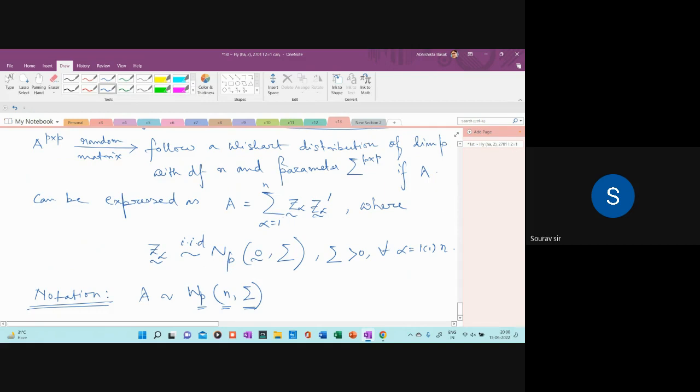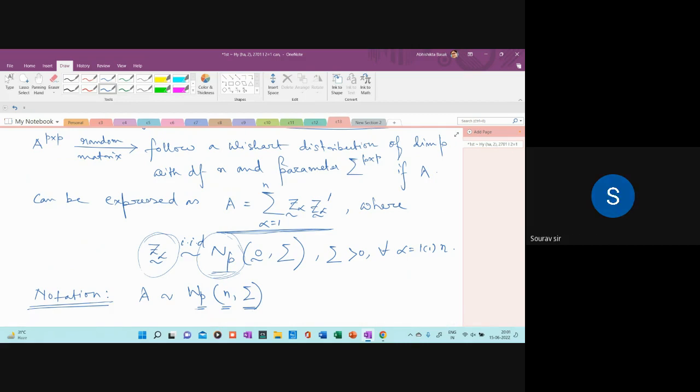And obviously, this parameter comes from the actual distribution of this particular vector, and this dimension also comes from the dimension of this vector, whether it is following a q-dimensional normal or a p-dimensional normal. And the most important thing is, this matrix A should be written in this particular form. If we cannot express any randomly chosen matrix A in this form, then we cannot say that it follows a Wishart distribution. Is it clear?